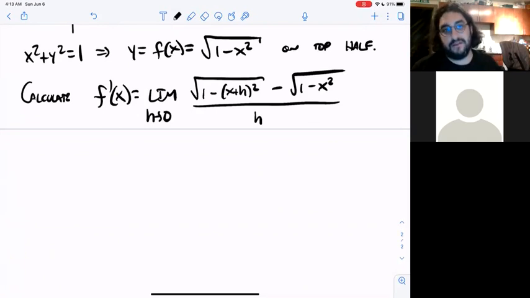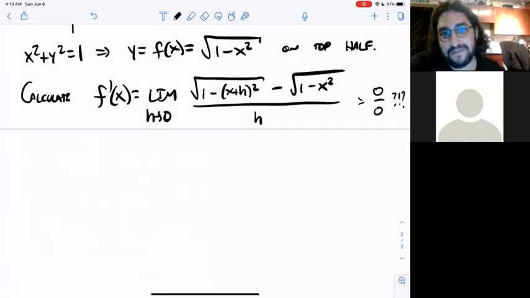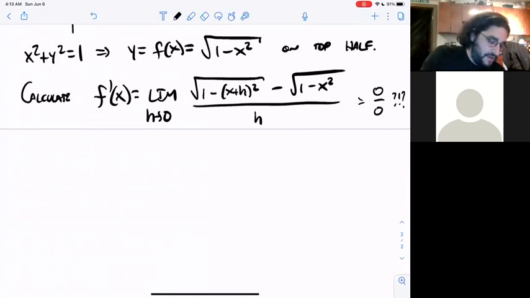Basically, anytime you set up a difference quotient like this for the definition of derivative, if you try just plugging in h equals 0, you're going to get 0 over 0, right? Which is no good. That's not a well-defined quantity. So we need to simplify this limit somehow.